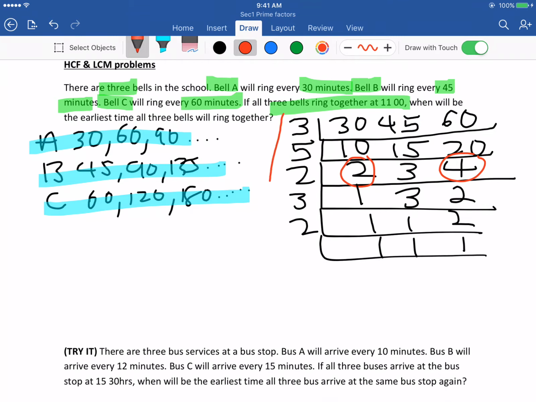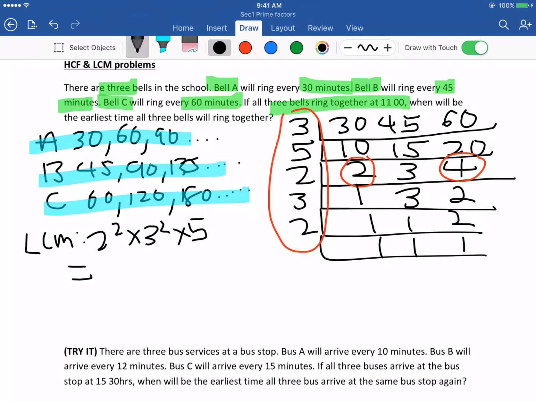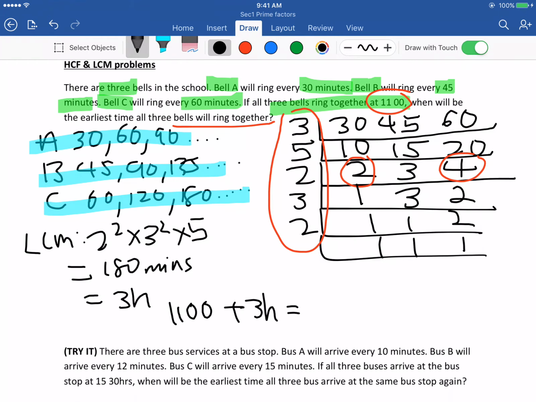So what will be the lowest common multiple is this thing. LCM is equals to 2 to the power of 2 times 3 to the power of 2 times 5. Using a calculator, 4 times 9 times 5, that is 180 minutes. Which is equals to how many hours? 3 hours. The first ring together at 1100 hours. So when will they next ring together again? Just take 1100 hours plus 3 hours. What time will it be? 1400 hours. That's the answer.